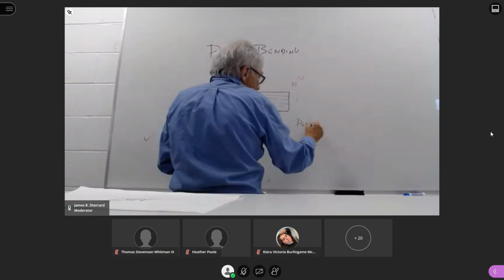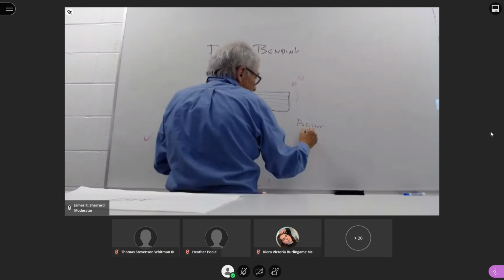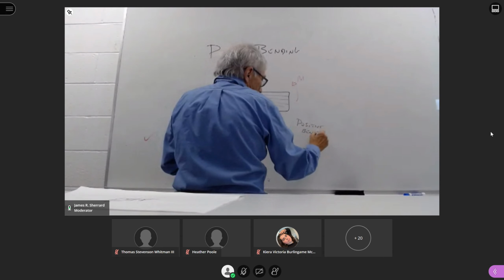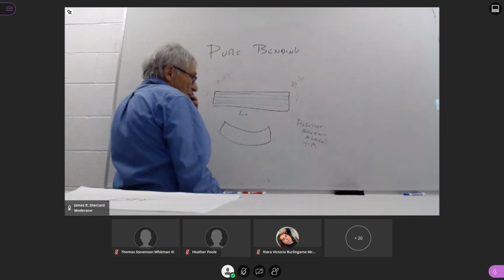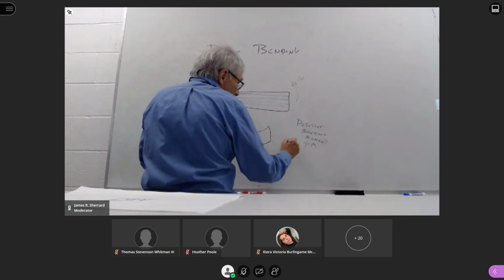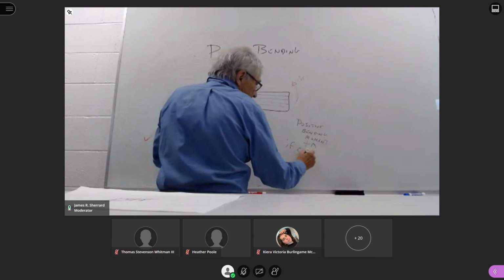So if we apply this type of moment to create this type of shape, we call this a positive bending moment. So this would be a plus M. And we said it's a plus M if we create a smile.